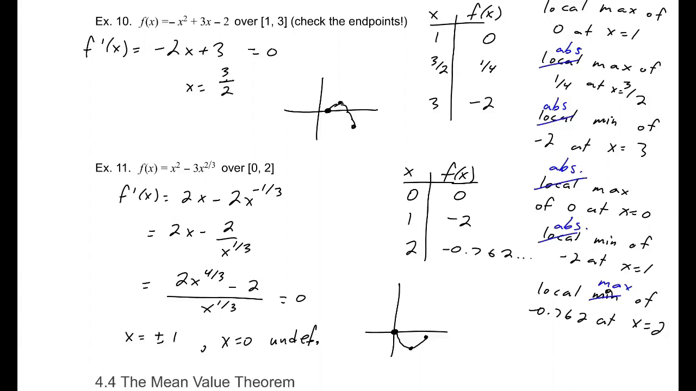Okay, so remember, we want to set the derivative equal to 0 to find our critical points, and that's where it's 0 or undefined, and of course our endpoints. All right, that brings us to the end of this section.